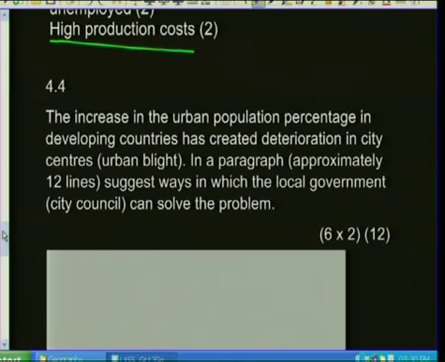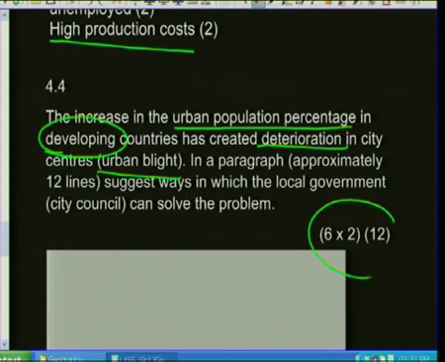Question 4.4. The increase in the urban population percentage in developing countries has created deterioration in city centres, a term that we refer to as urban blight. In a paragraph of approximately 12 lines, suggest ways in which the local government or city council can solve the problem. So they've given us an idea of how much they're looking for in the mark allocation. They want 6 points, but they want it in a paragraph, so we're going to need to write it out fairly neatly. So we're looking for ways in which to improve the city.